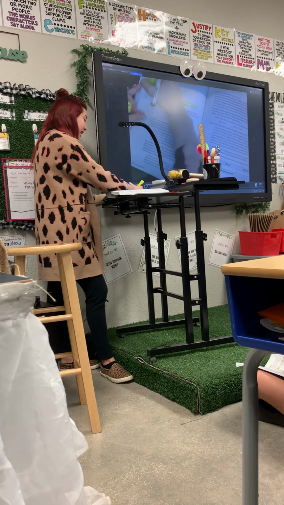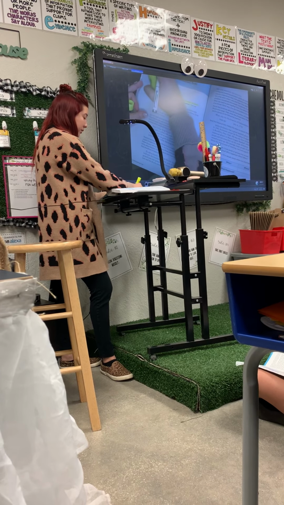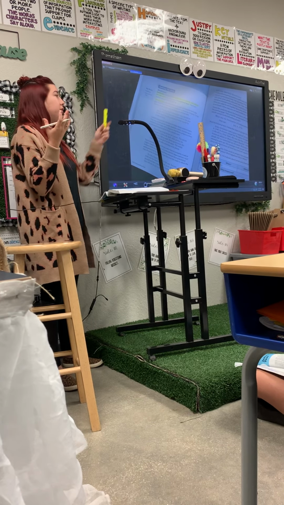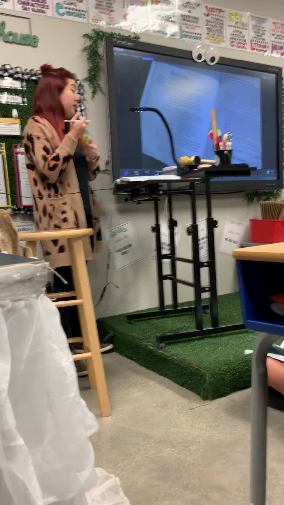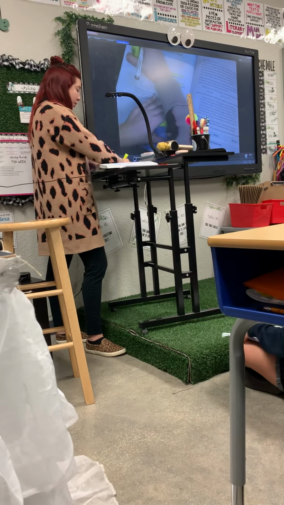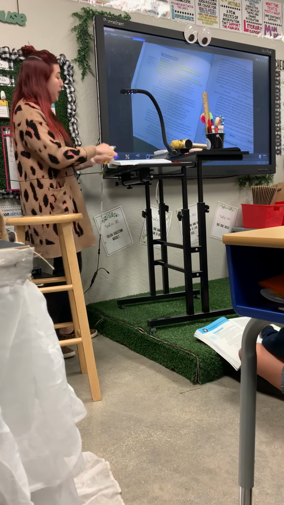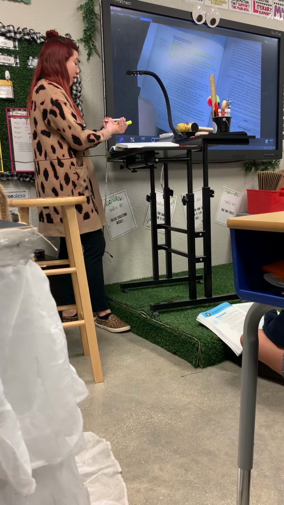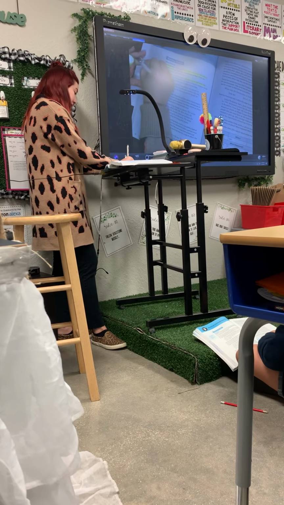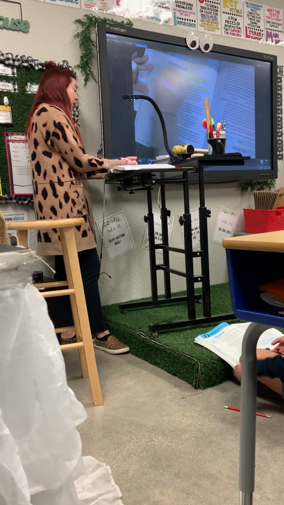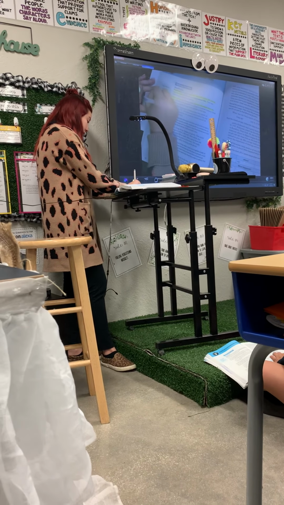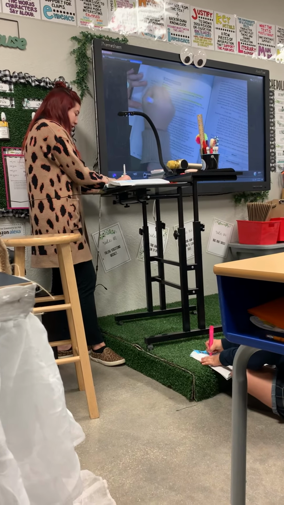So, the first one is historical text. Now, what is the root word in historical? What word does it remind you of? History, okay? So historical texts are about real events and people from the past. So I want you to do a little side note. When you see or you hear about historical text, I want you to remember history, okay? Stories about history.